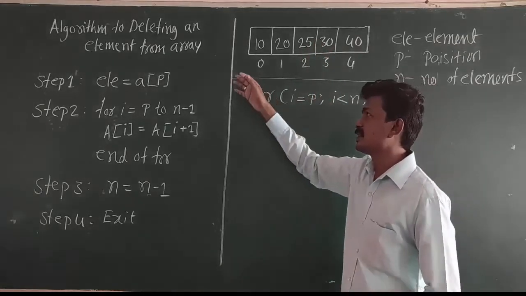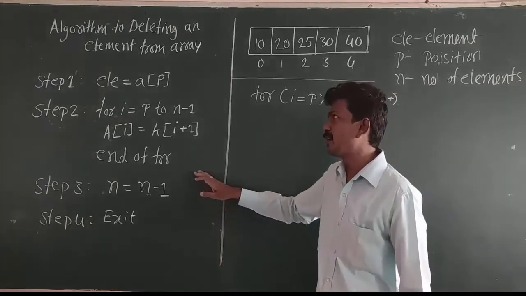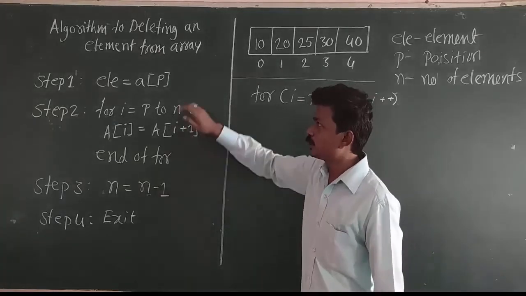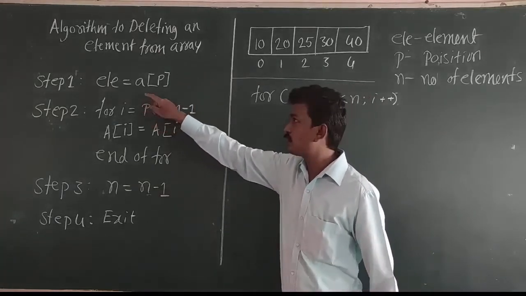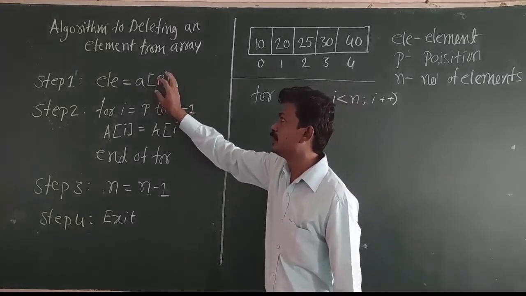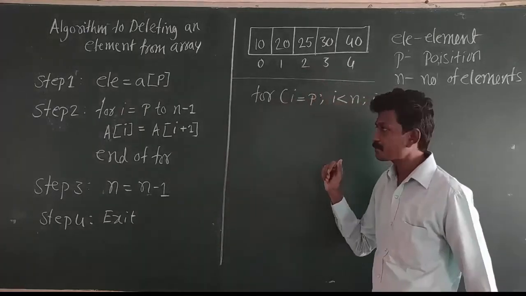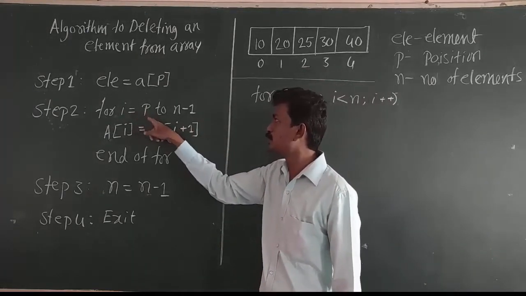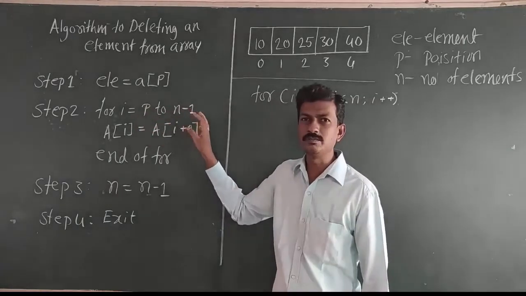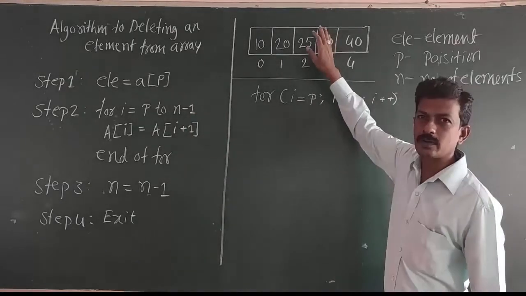Now we are going to discuss the algorithm for deleting an element from a given array. Once again, this algorithm consists of 4 different steps. Step 1, element equal to A of P, means I am assigning the element at a particular position, which I want to remove from the given array. Step 2, for I equal to P to n minus 1.